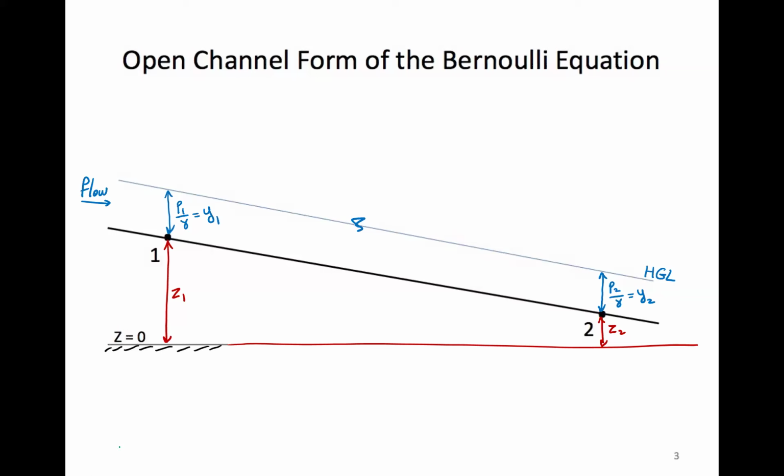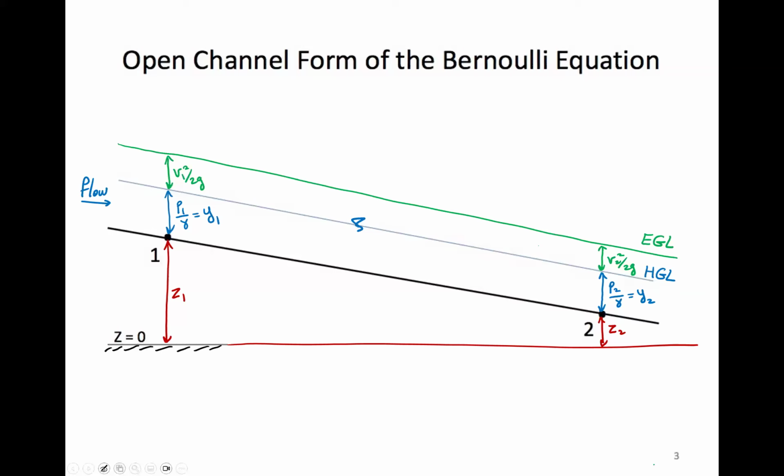Velocity is not any different from before. It will be this much, V1 squared over 2g. That's the velocity head, not the velocity. And then the same thing here, V2 squared over 2g. And then if we sketch a line, we get this line, which is the EGL.